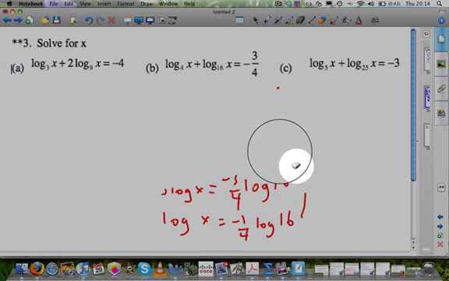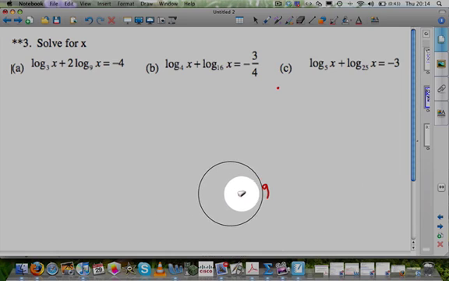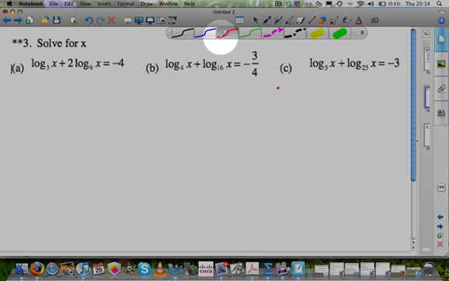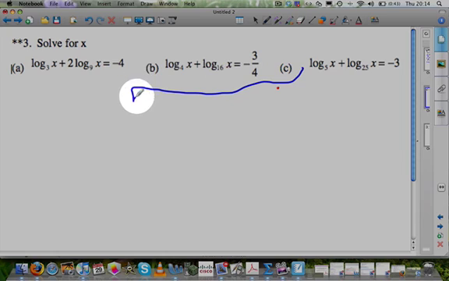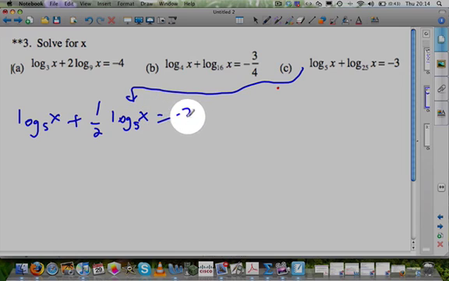Okay, so the next one you see you have a base 5 and a base 25. So I'm going to approach it similar to how we did in the first case. Okay, so log base 5 of x, and then I'm going to add 1/2 log base 5 of x. Okay, and that is -3.